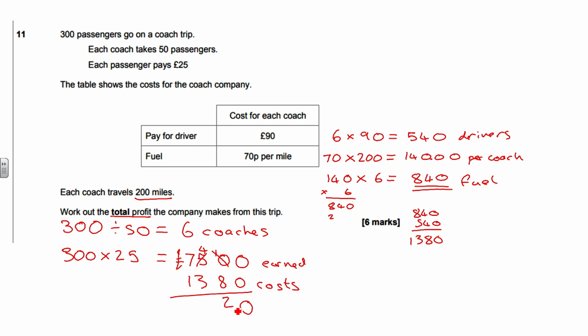10 take away 4 is 6, 2, 4 take away 3 is 1, 7 take away 1 is 6. £6,120 profit.